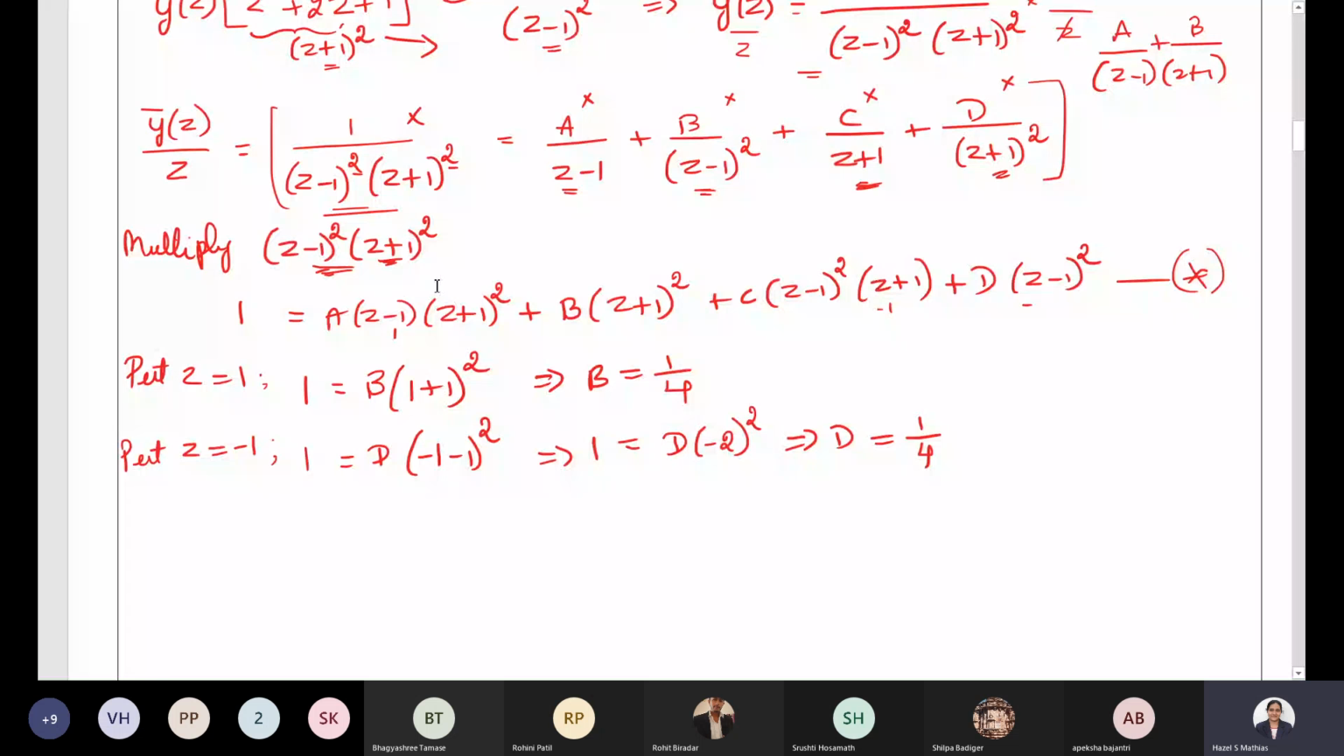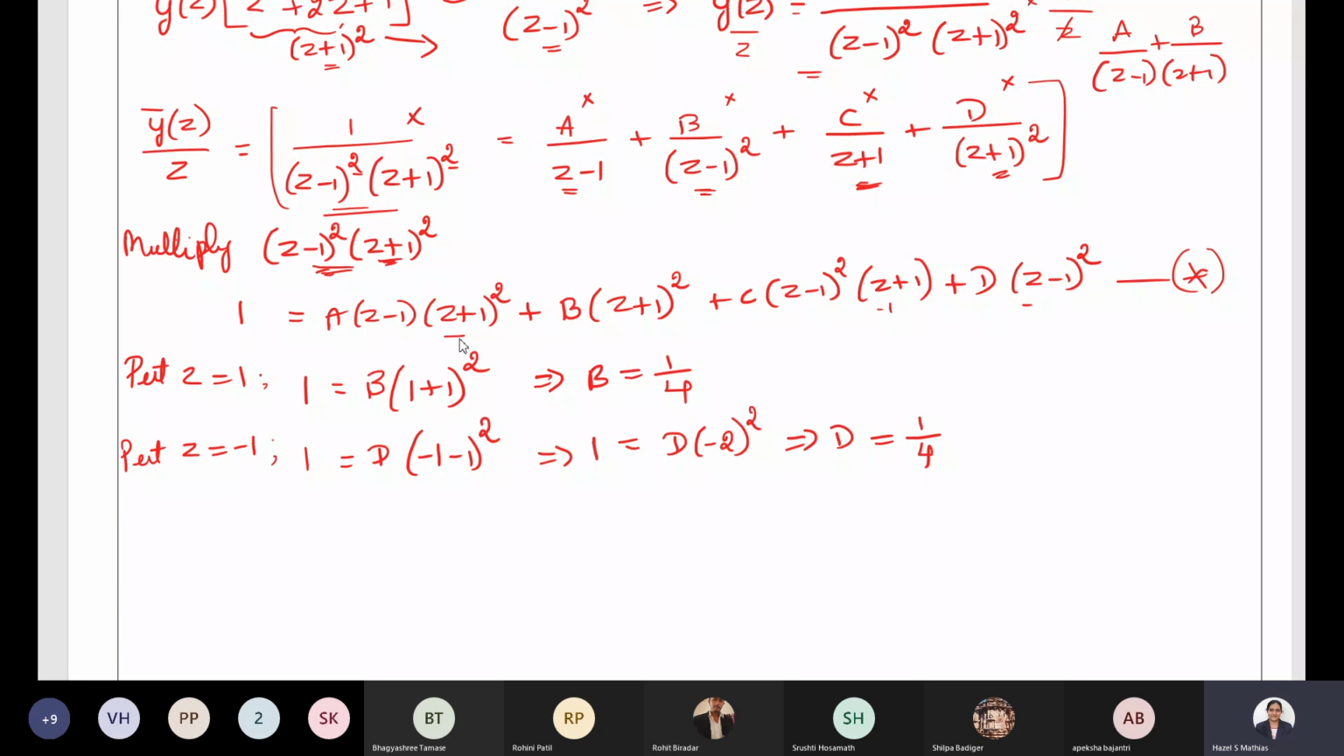So it's going to be an equation or a polynomial whose highest power is 3, because you can see over here this is z plus 1 the whole square and z minus 1. So a plus b whole square, you will have a term z square. When you multiply this z square with z, it will be z cube. So this is a polynomial whose highest power will be 3.